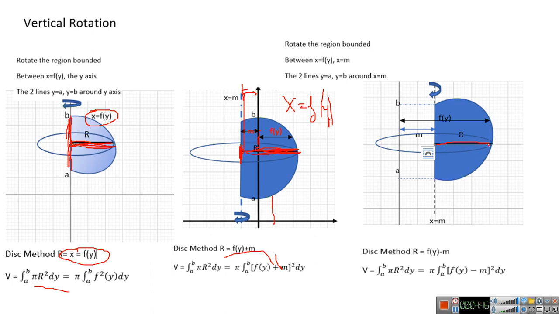To find the radius, I want to rotate it across x equals m. I know that, for example, if you have this curve, from here till here it's f of y, and from here till here it's m. So the radius is nothing else than f of y minus m, squared. So these are the only six possibilities. You don't have other than these.